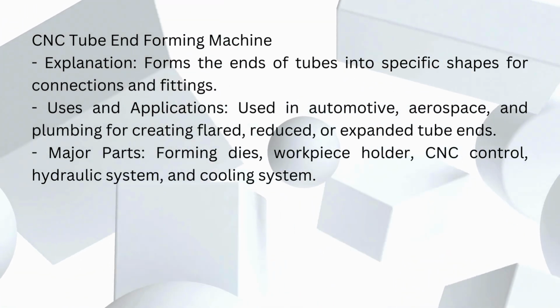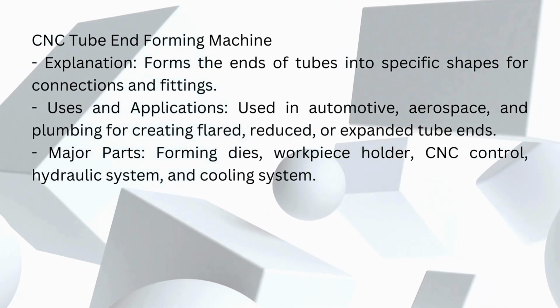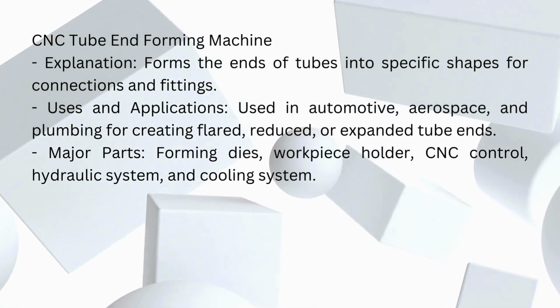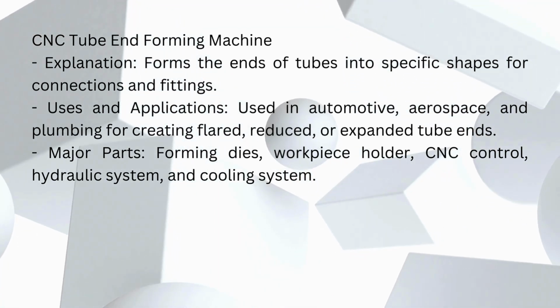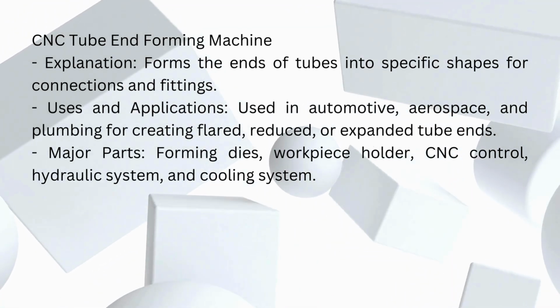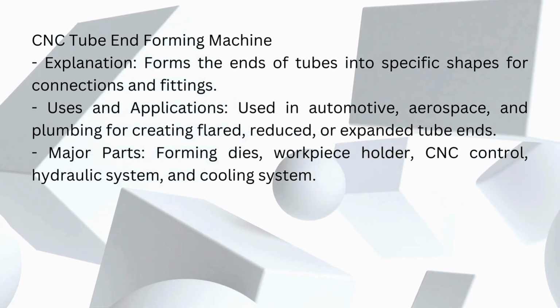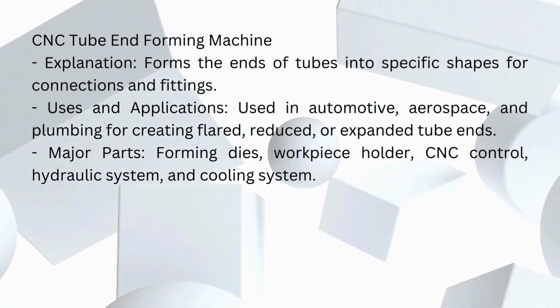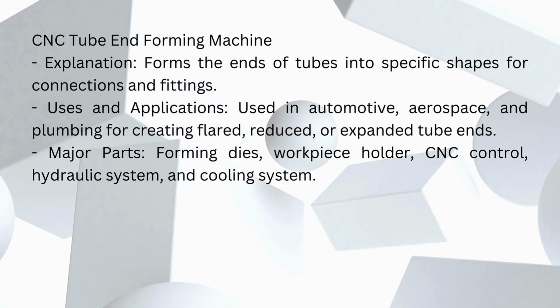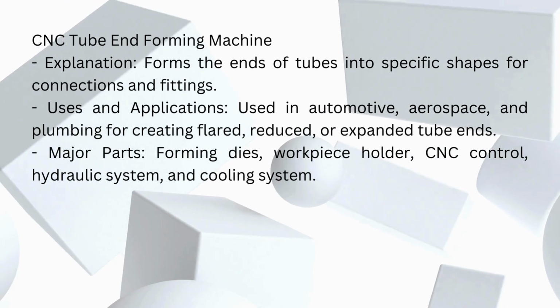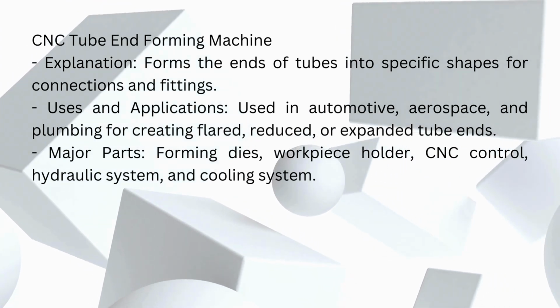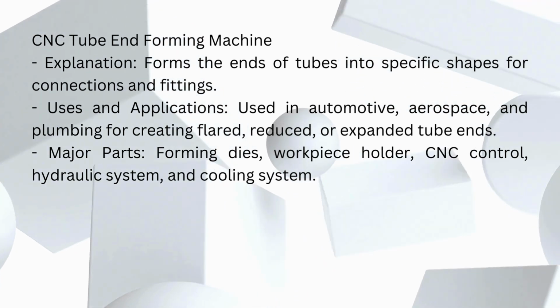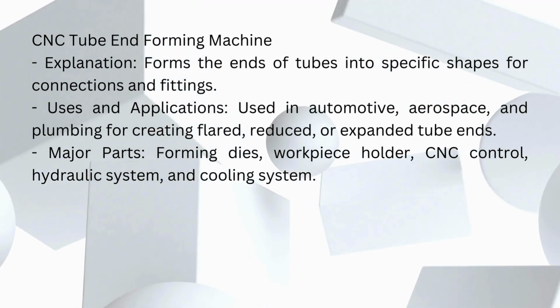CNC tube end forming machine. Explanation: forms the ends of tubes into specific shapes for connections and fittings. Uses and applications: used in automotive, aerospace, and plumbing for creating flared, reduced, or expanded tube ends. Major parts: forming dies, workpiece holder, CNC control, hydraulic system, and cooling system.